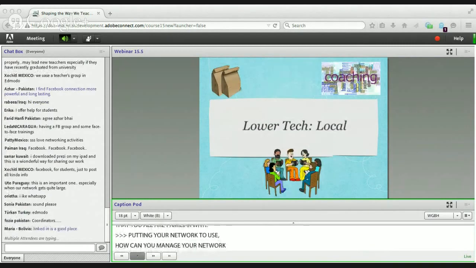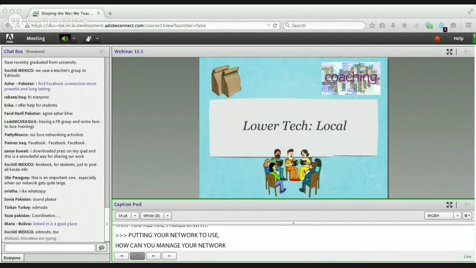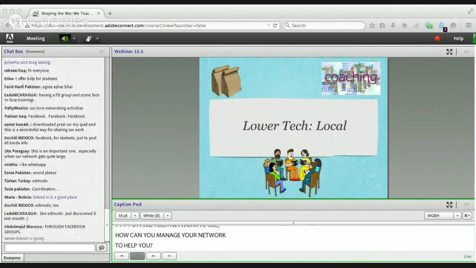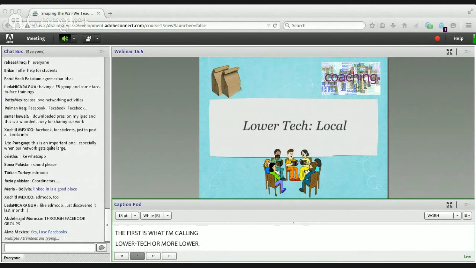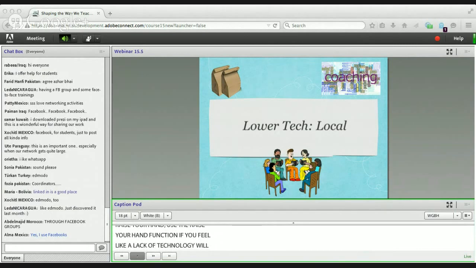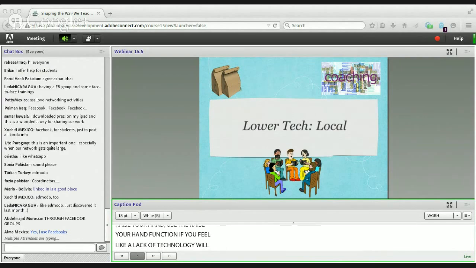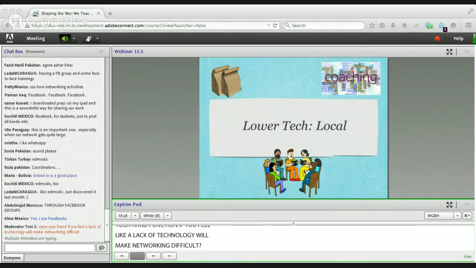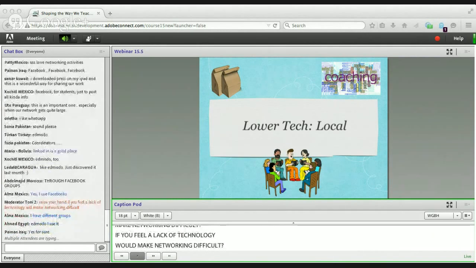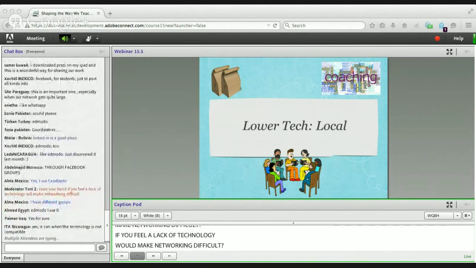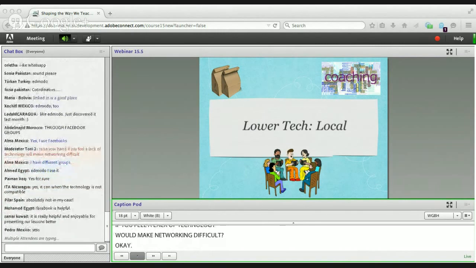Okay, so I've divided these into two sections. The first is what I'm calling lower tech or more local. So raise your hand, use the raise your hand function, if you feel like a lack of technology will make networking difficult. If you feel like a lack of technology is your main obstacle.